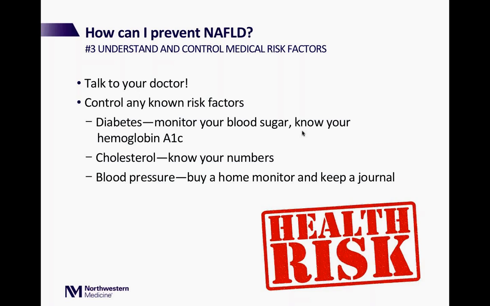Something called the hemoglobin A1C level is a measure of how well your sugar is controlled over a couple of months. And it's important to know that number, because there are guidelines for us as to how well your sugar is controlled if we can get that number below a certain level. And we usually say below 7%.